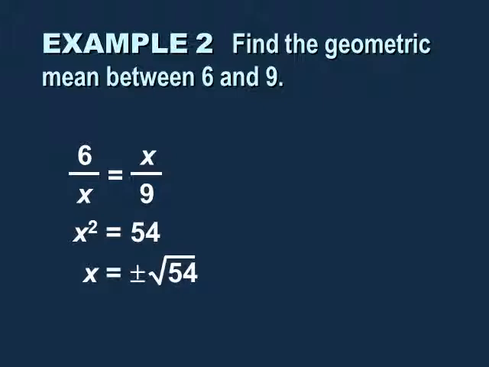Now the square root of 54 is going to give you a decimal on your calculator, and you need to know how to factor the 54 out. So the factors of 54 are 9 and 6. The square root of 9 is 3, right? And the square root of 6 can't be simplified any further because you just have square root of 2 and square root of 3. Neither one of those are perfect squares.